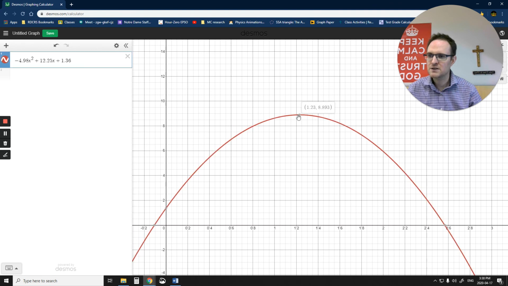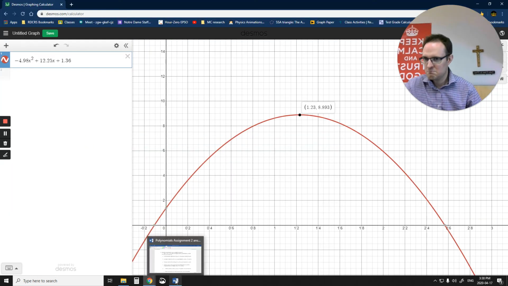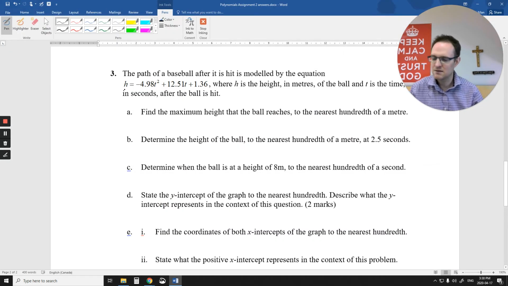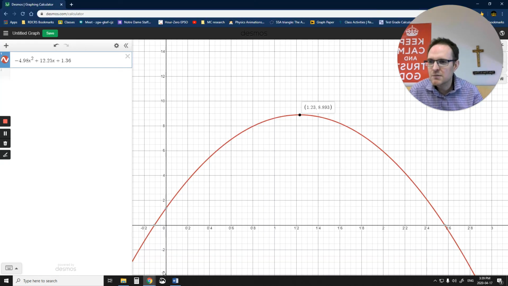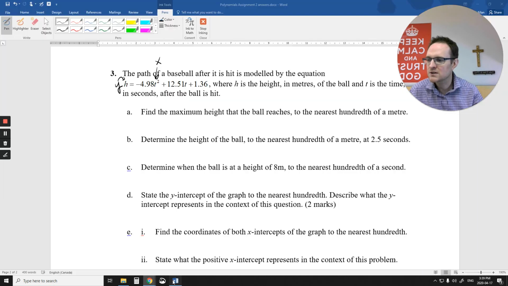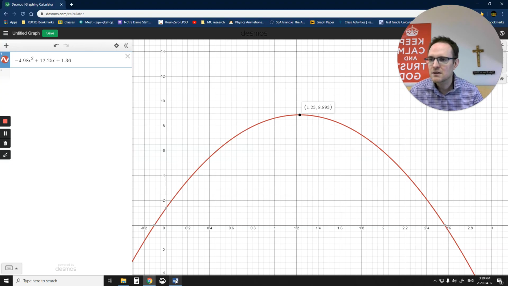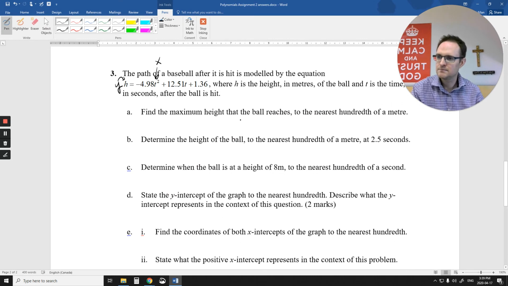Okay, so first question says, what's the max point? Find the max height. If my y-axis is my height and t is my time, this is my y and this is my x, so I'm just looking for the y values here. Do I have to do the nearest what? Nearest hundredth, 8.89. Now these probably have units. Height is in meters, so this is going to be in meters, okay?